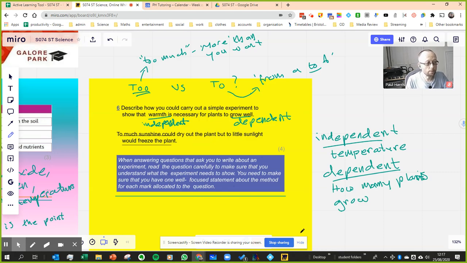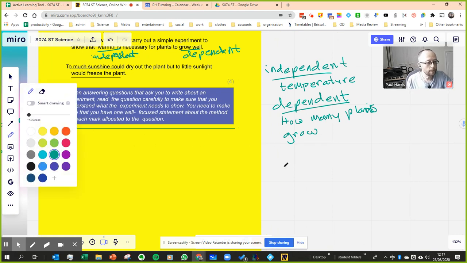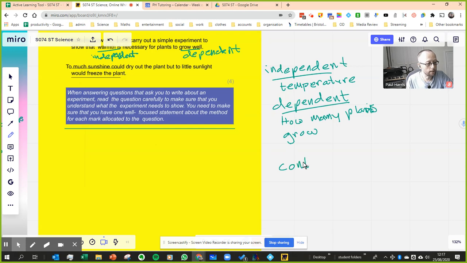Then it's a 4-mark question, so you're going to want to be talking a little bit in detail here to get all the marks. One of the things you want to be talking about is a control variable. Remember, the control variable is the other things which could affect it. So what kind of things would we want to keep the same? We want to be changing the temperature, but nothing else.